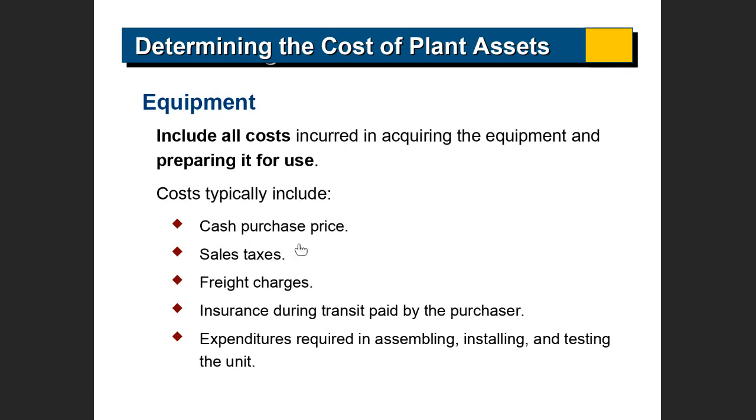For equipment, all costs to buy it, to get it to your place of use, and to get it ready for use. So the purchase price, the sales tax, which is VAT, value added tax, freight charges, anything that you have to pay to get it to your place, insurance during transit of the item, expenditures required in assembling, installing, and testing the unit. So maybe you have to build a platform, right? The equipment comes, you cannot put it on the ground, you have to put it on a 1 feet high platform.